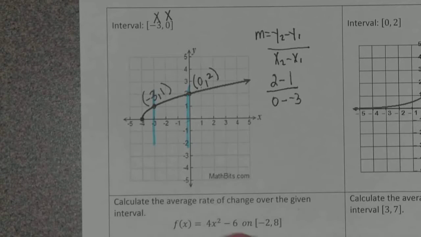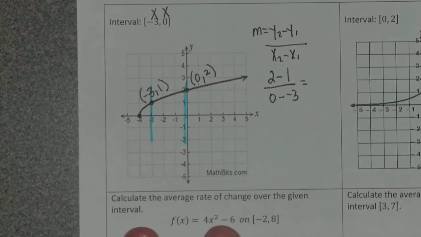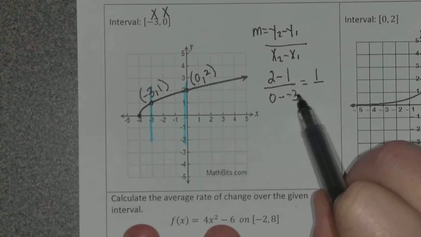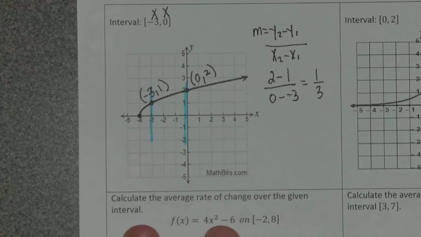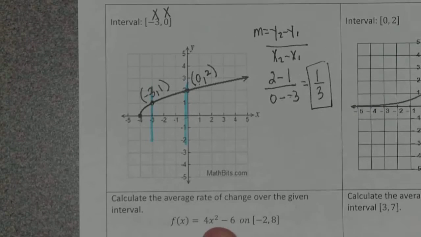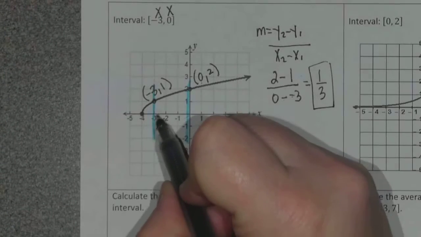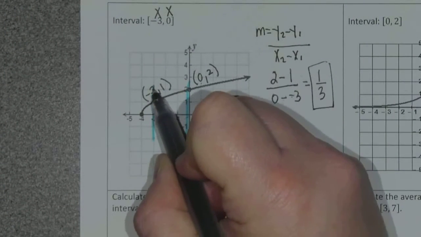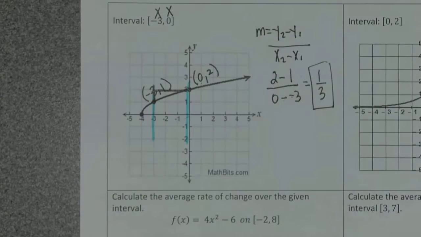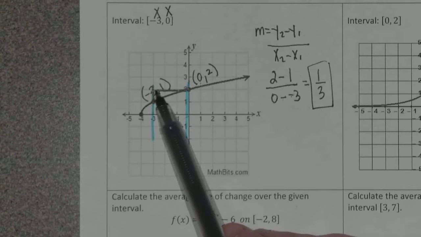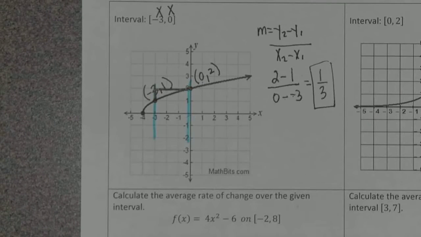We're good? Okay, simplify on the top then. What's 2 minus 1? 1. And 0 minus -3 would be 3. So guess what my average rate of change is? It's 1/3. Now I want to point out something to you right here, because we did it by algebra, but look at this. If I would have counted my rise, which is 1, over my run, guess what I would have got? 1/3, up 1, over 3. Do you see how the average rate of change is really the same as the slope?